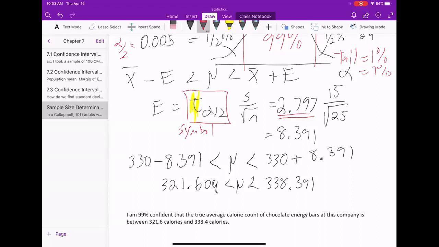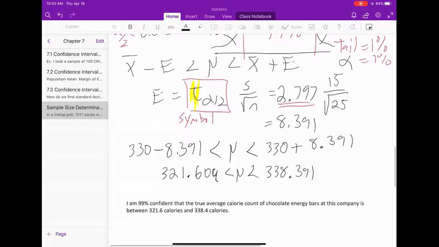Some students just don't like the symbols, and that's fine. You can just write tails divided by 2 if you like. Whatever makes it easier for you, I am fine with. I am not so worried about whether you know the symbols; it's more about what the symbols represent. So great question.